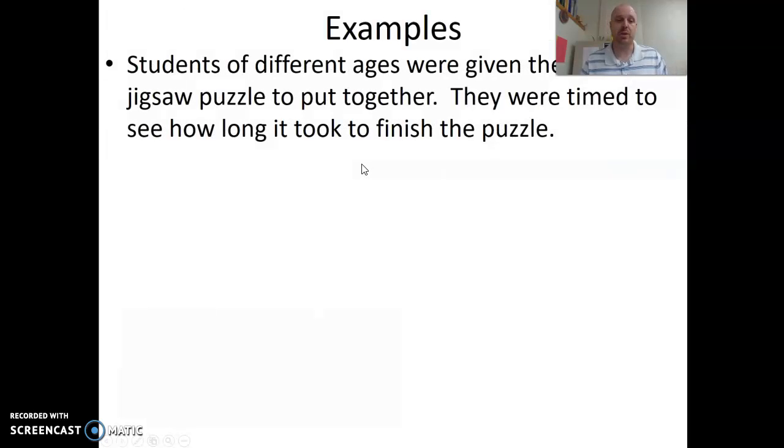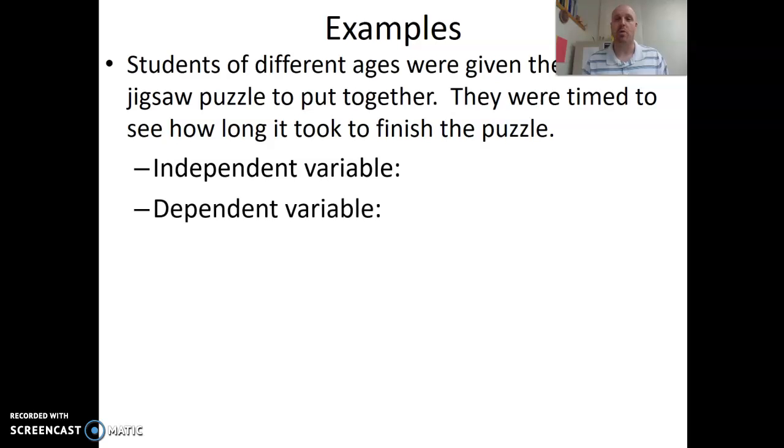Here are some examples we can run through really quickly just to get you practice at looking at the independent and dependent variables and the controls. Students of different ages were given the same jigsaw puzzle to put together. They were timed to see how long it took to finish the puzzle. What is the independent variable here? What is the dependent variable? And what is the control? Always look for the word like same. That usually gives away what the control is.